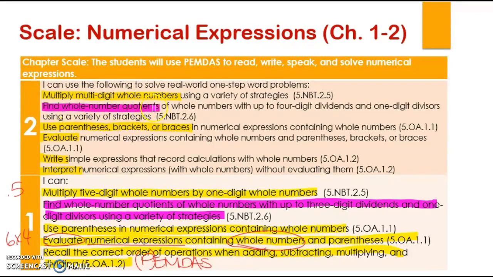We have not found whole number quotients of whole numbers with up to 4-digit dividends and 1-digit divisors using a variety of strategies. And pay attention, boys and girls, because this is the key part here. Many times, we just want to find one strategy and just use that. And that's good, but keep in mind that we have to know more than one strategy, and that's what's meant by variety.